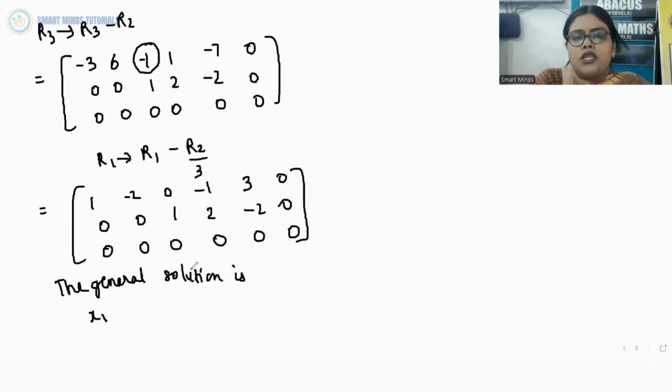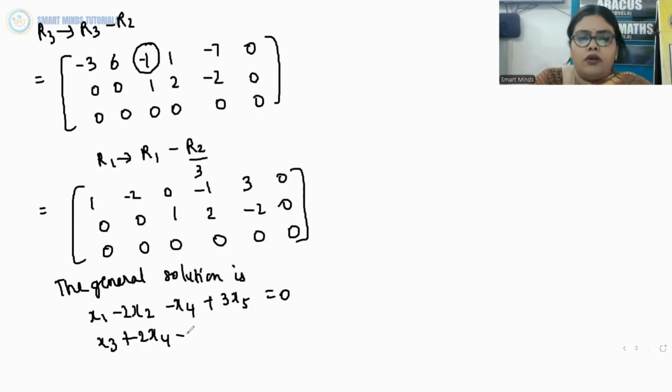From the first row, you see how I am taking first number, multiply with x1. Second number, multiply with x2. Third number is 0, so x3 will not come. Then minus x4 plus 3x5 is equal to 0. Now from the second row, you can see x3 plus 2x4 minus 2x5 is equal to 0. And in the third row, 0 is equal to 0.